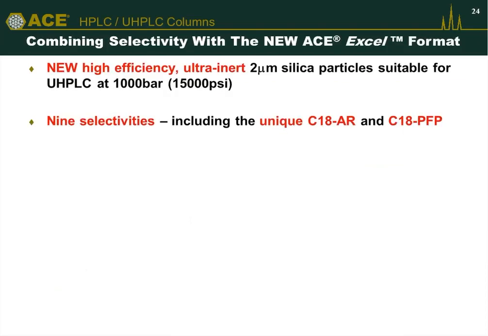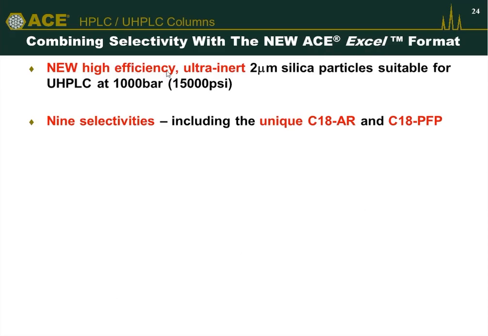So I've talked about selectivity. Now, what about UHPLC? UHPLC is the evolution of chromatography. It's something that we all see perhaps even on a daily basis. And if we can combine selectivity with the power of UHPLC, we've got a very powerful tool for method development and sample screening. So ACE is the UHPLC column format provided by ACT.